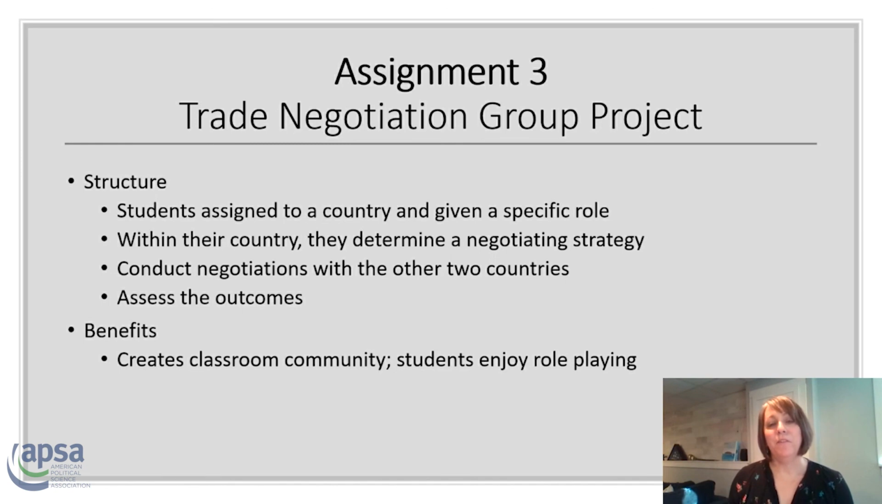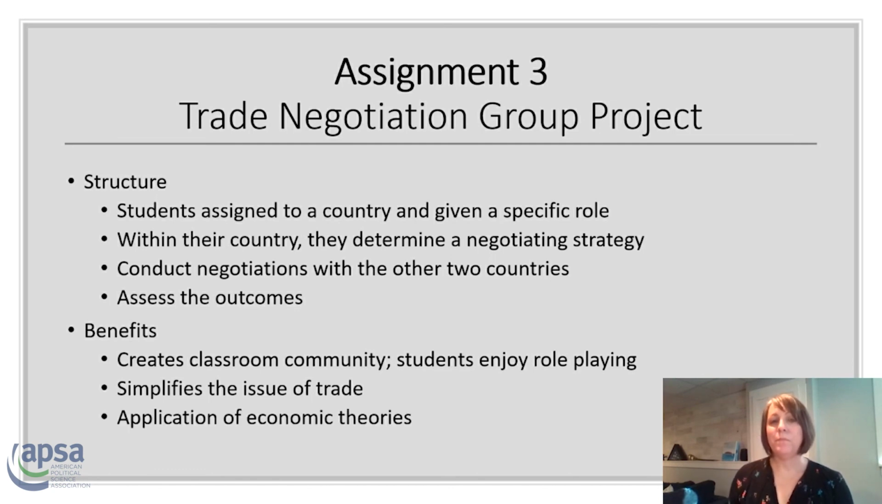All right, so some of the benefits of this assignment are certainly it, again, helps create classroom community, but also students seem to enjoy the role-playing aspect of this. It oversimplifies the issue of a trade negotiation, of course, but it still gives them some good insights into how complicated the process can actually be. It also helps them apply some of the economic theories that they're learning. And they can see as they start to craft a strategy that they maybe fall into a mercantilist or liberal viewpoint.